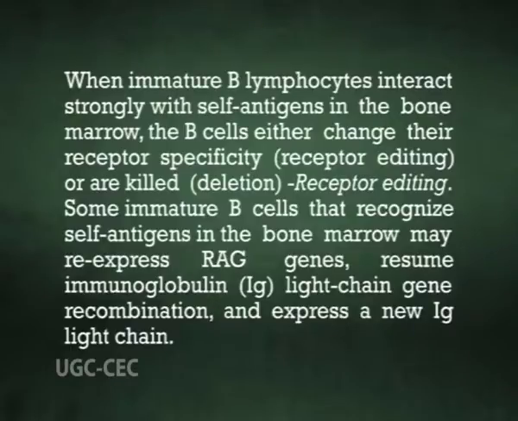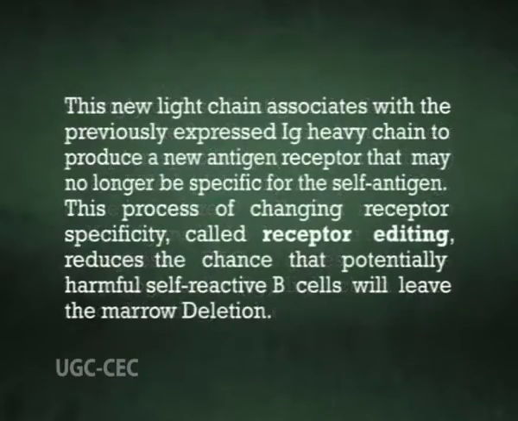Receptor editing. Some immature B cells that recognize self-antigens in the bone marrow may re-express RAG genes, resume immunoglobulin Ig light chain gene recombination, and express a new Ig light chain. This new light chain associates with the previously expressed Ig heavy chain to produce a new antigen receptor that may no longer be specific for the self-antigen. This process of changing receptor specificity, called receptor editing, reduces the chance that potentially harmful self-reactive B cells will leave the marrow.